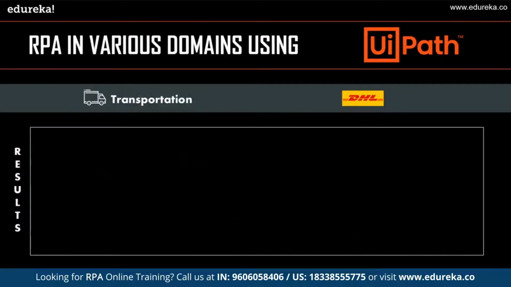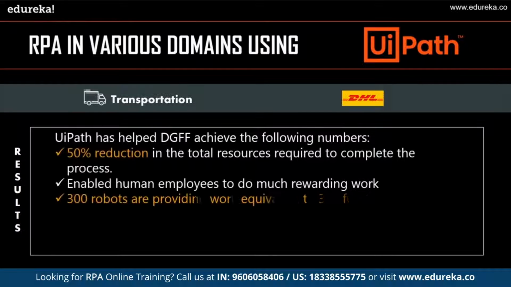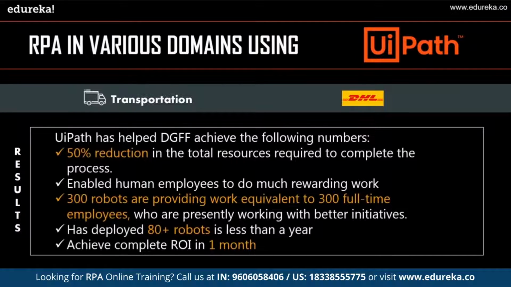If we talk by the numbers, then UiPath has helped DGFF to achieve around 50% reduction in the total resources required to complete the process and enable human employees to do much more rewarding work. Around 300 robots are providing work equivalent to 300 full-time employees who are presently working on better initiatives, and the company has deployed more than 80 robots in less than a year. This initiative by DGFF has helped it achieve complete ROI in around 1 month. So that's how, guys, RPA is used in the transportation industry.